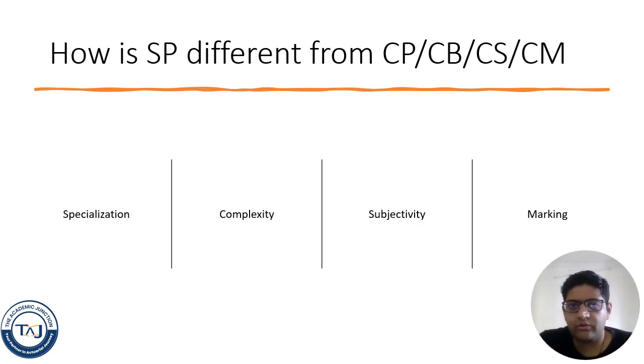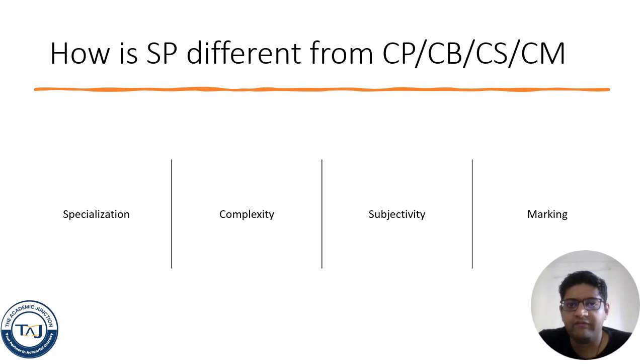Before we jump into SP8, let's first take a look at how an SP paper is different from a CP, CB, CS and CM paper. And most of the differentiation comes from four broad things, which is specialization, complexity, subjectivity and marking.